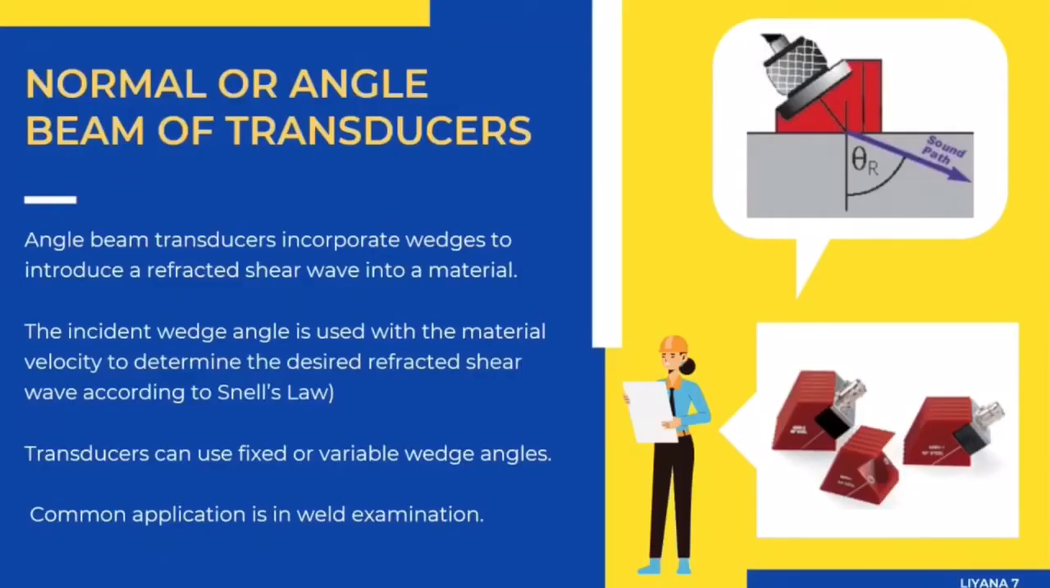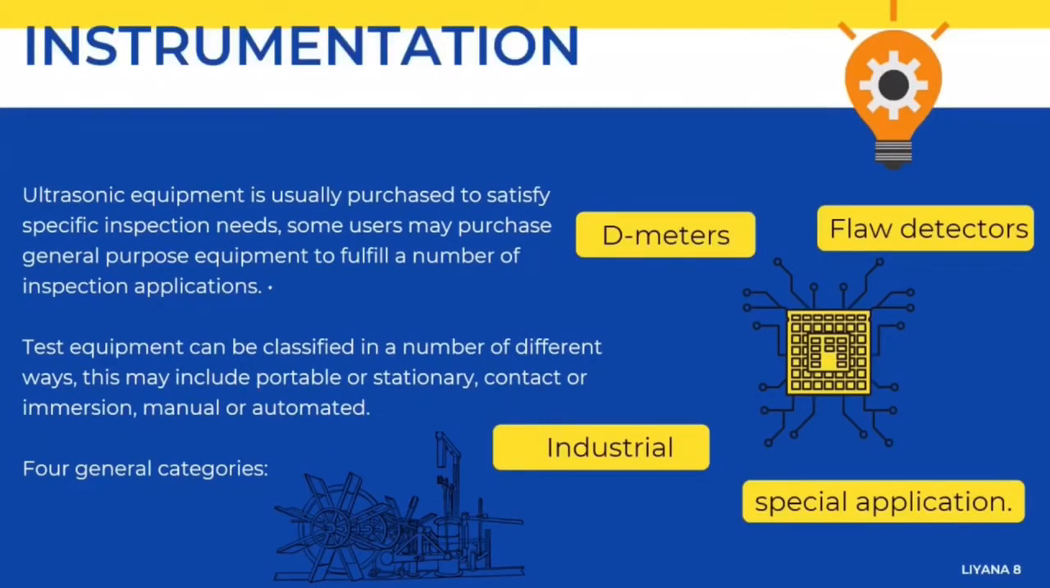Normal or angle beam transducers use the incident wedge angle with the material velocity to determine the desired refracted wave according to Snell's law. Transducers can use fixed or variable wedge angles. The second basic component is instrumentation.